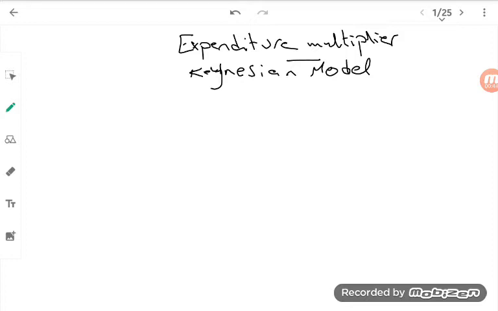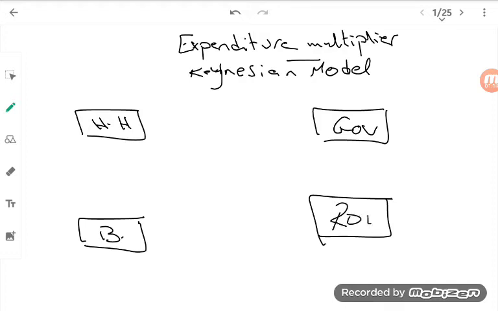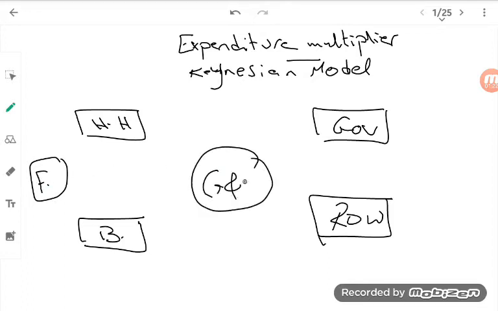Before starting our chapter, let's review the circular flow model. As we said before, the circular flow model shows the relationship between the four sectors in the economy. There are four sectors: household and businessmen, government and rest of the world, and there are three markets: factor market, goods and services market, and financial market.